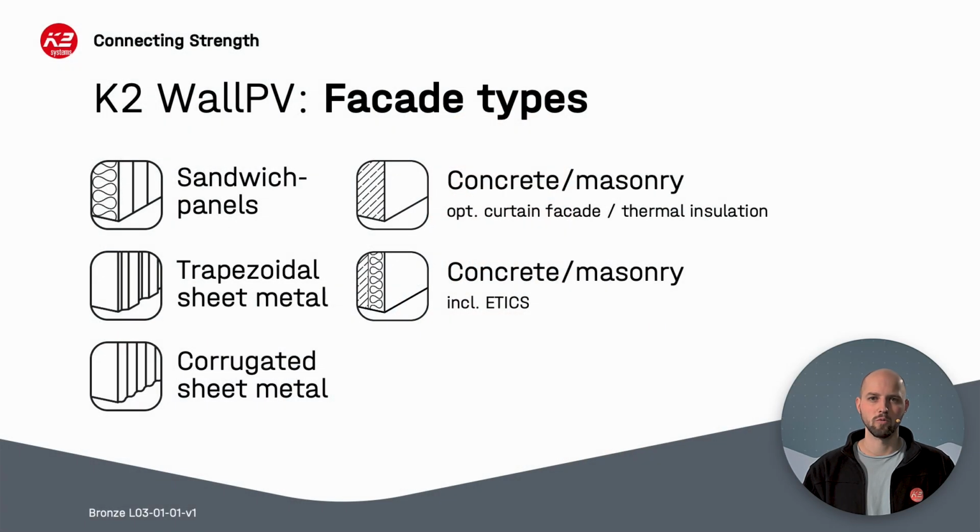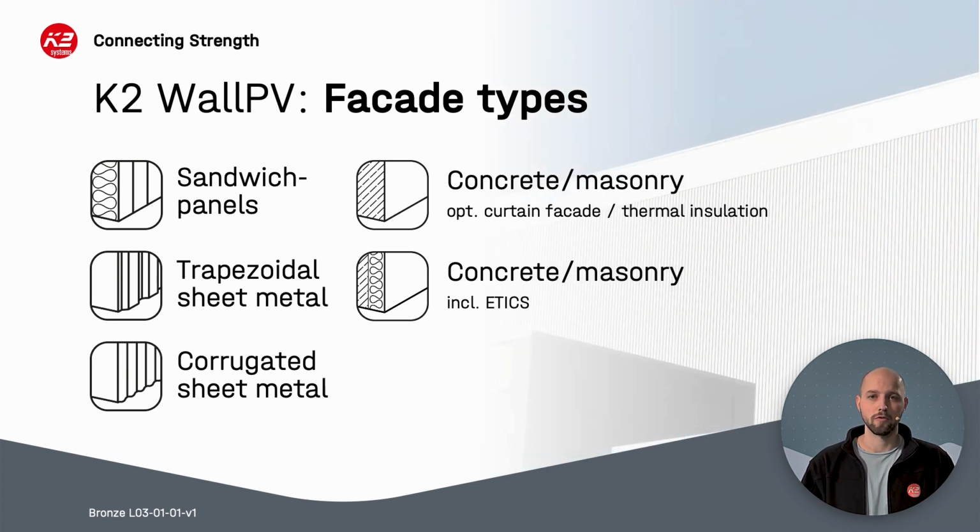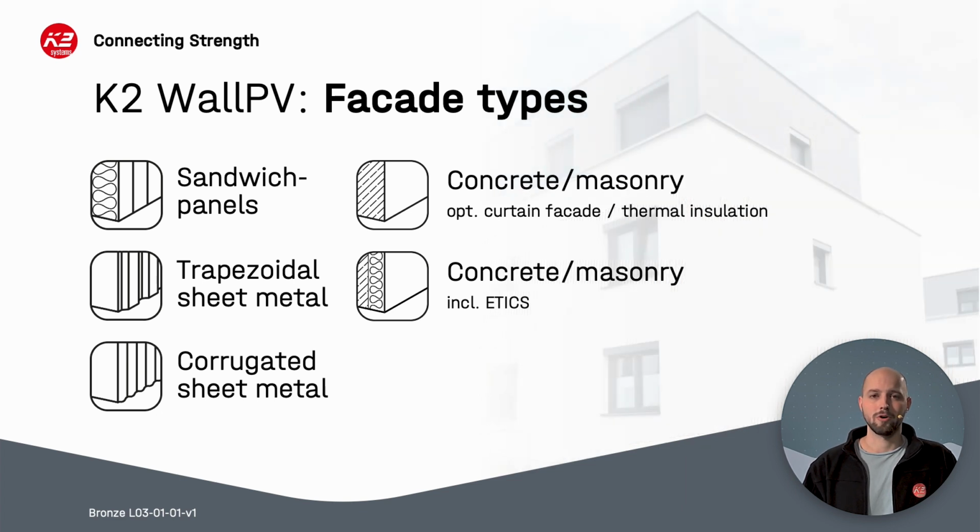Hi, I'm Harris, and we are talking today about our K2 WallPV system and which different facade types are possible. We will start with the sandwich panels, which can be laid out vertically or horizontally. After that, we will move on to corrugated and trapezoidal sheet metals. And after that, we will go on to concrete and masonry walls.